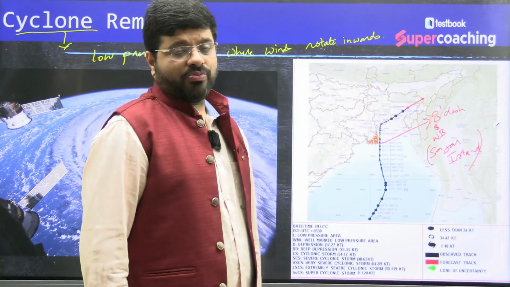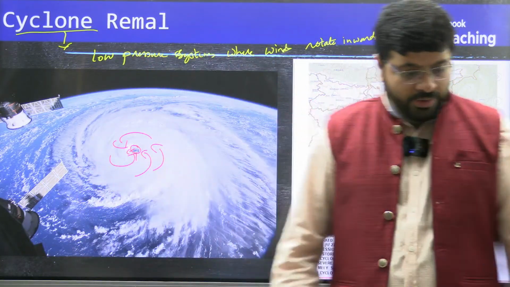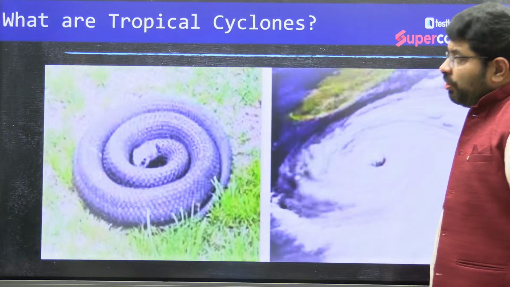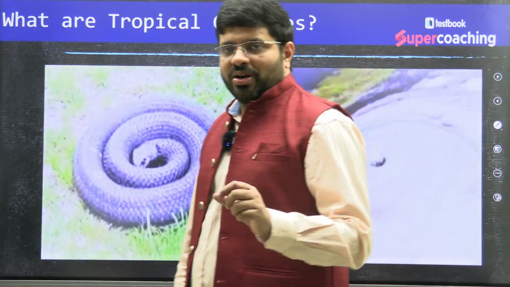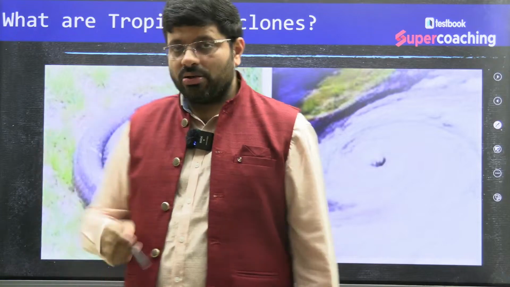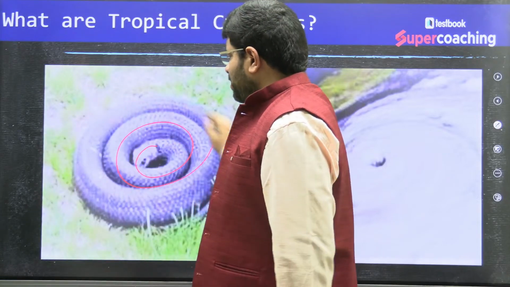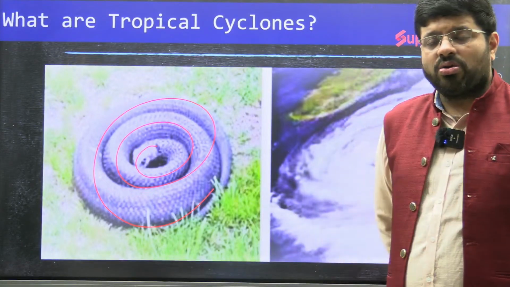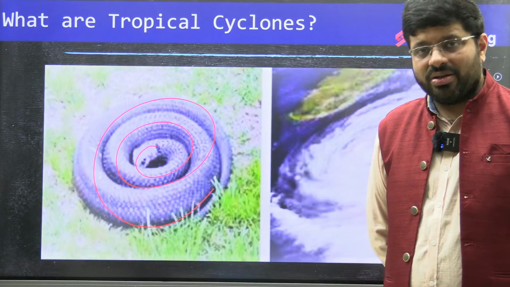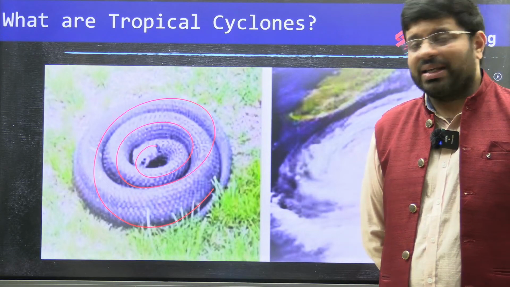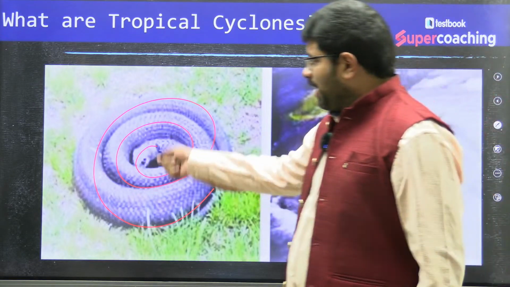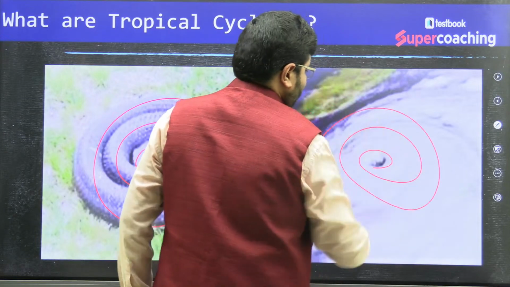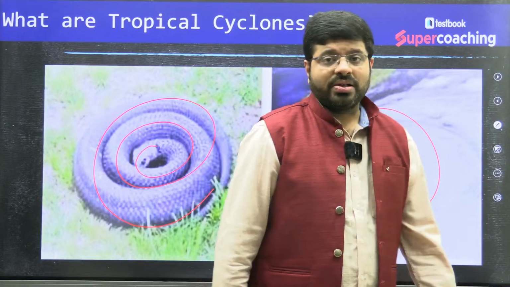These are very, very important points for us to understand. Moving further, why do you think this cyclone was named a cyclone? It is a cyclone because it looks like the coils of a snake. Because it resembles the coils of a snake, that's why it is called a cyclical thing, a cyclone. So you can see it resembles the coils of a snake like this. They have named it a tropical cyclone.